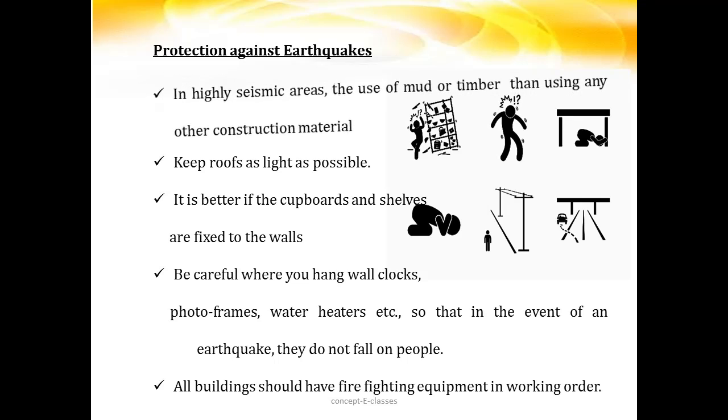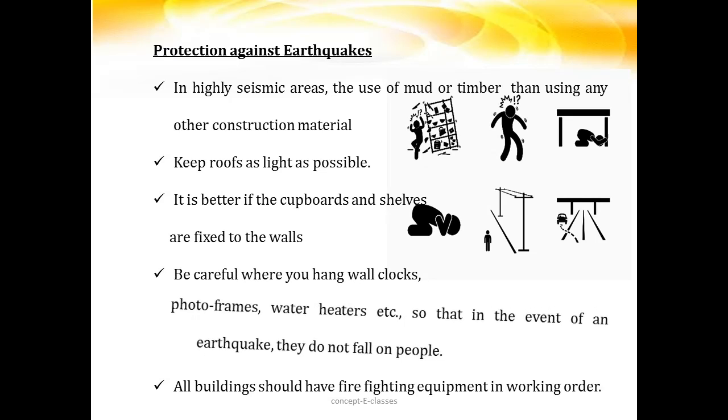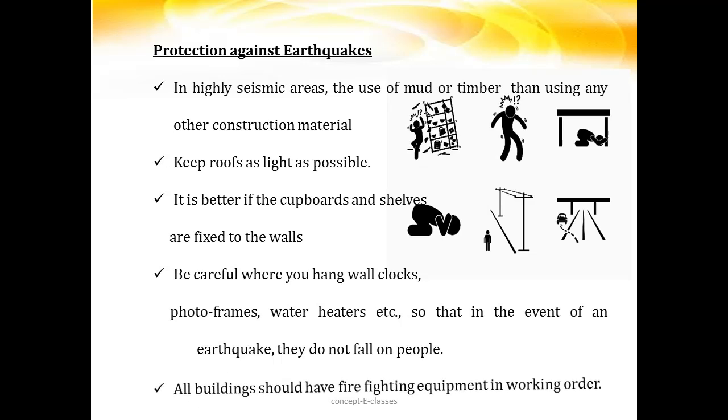So in highly seismic areas, what we should do is use mud or timber, which is better than using heavy construction material. Keep the roof as light as possible, so in case the structure falls, the damage will not be heavy. It is better if the cupboards and shelves are fixed to the walls so that they do not fall easily. Be careful where you hang your wall clocks, photo frames, and water heaters, so that in the event of an earthquake, they do not fall on people.